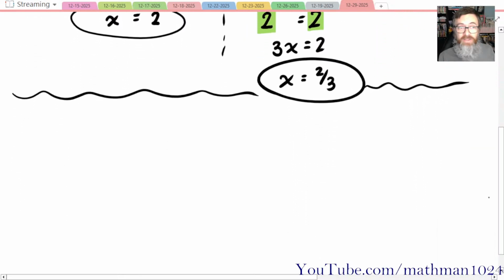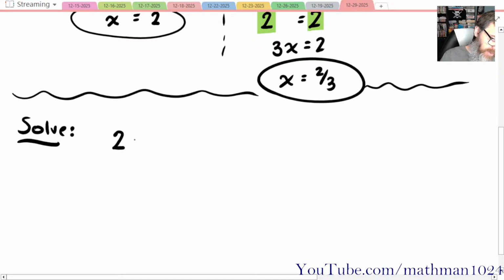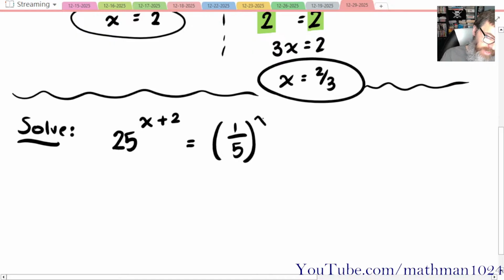Now, we can have a lot of fun with this stuff. Yeah, you know what? I'll just do that. If I say 25 raised to the x plus 2 equals 1/5 to the... yeah, I'll just say this. I'll say to the x minus 5 power. Let's see what happens.